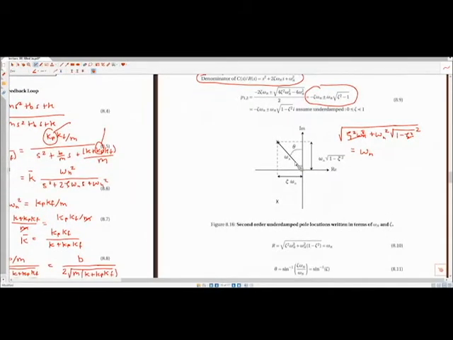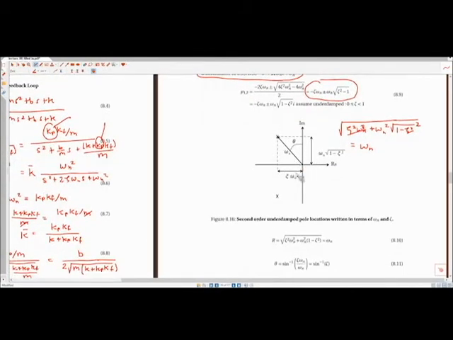All right, so that's the basic map of the pole location. Some other terms that we probably have seen before, but we'll find valuable in this class, is the damped natural frequency.